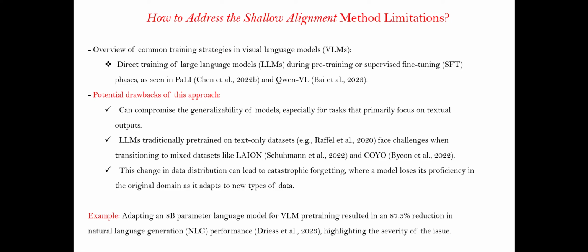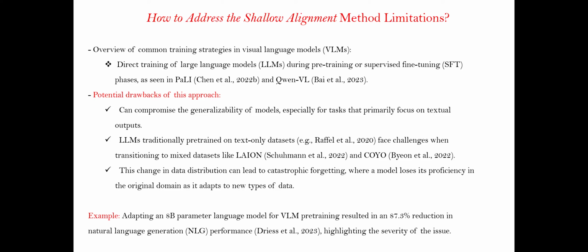LLMs pre-trained on text-only datasets face challenges when transitioning to mixed datasets like LAION and COYO, because they are meant to handle text tokens. This can affect the data distribution, and this kind of change in the data distribution can lead to catastrophic forgetting, where it loses its proficiency in natural language generation. For example, there is one work proposed by Driess et al. in which they showed that adapting an 8B parameter language model for VLM pre-training resulted in an 87.3% reduction in natural language generation, highlighting the severity of the issue.